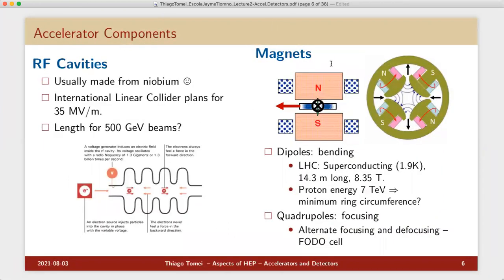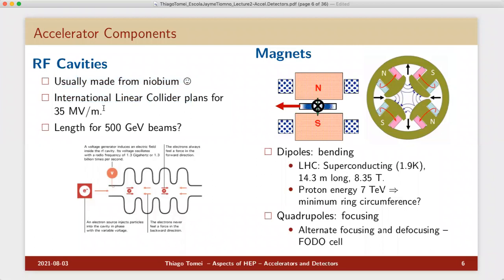Okay, so more on these elements. So how do you actually make these radio frequency cavities? Usually they are made from niobium, which is something that's in the news lately, as you know. But the thing is that they are an extremely hard piece of both mechanical and electronical engineering.